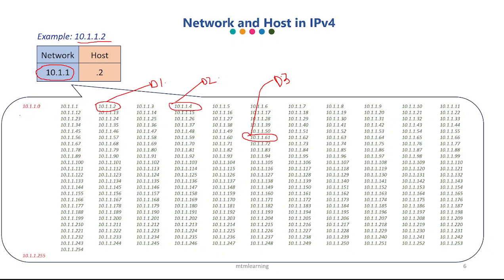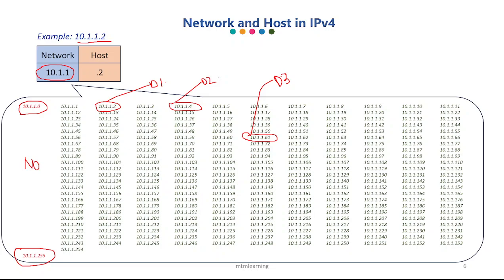Can I use this IP address and this IP address for any of the devices? The answer is no. The reason is this IP address defines the name of this network. So when someone says 10.1.1.0, it means that is the network address. So this says that this block of IP addresses is under this.